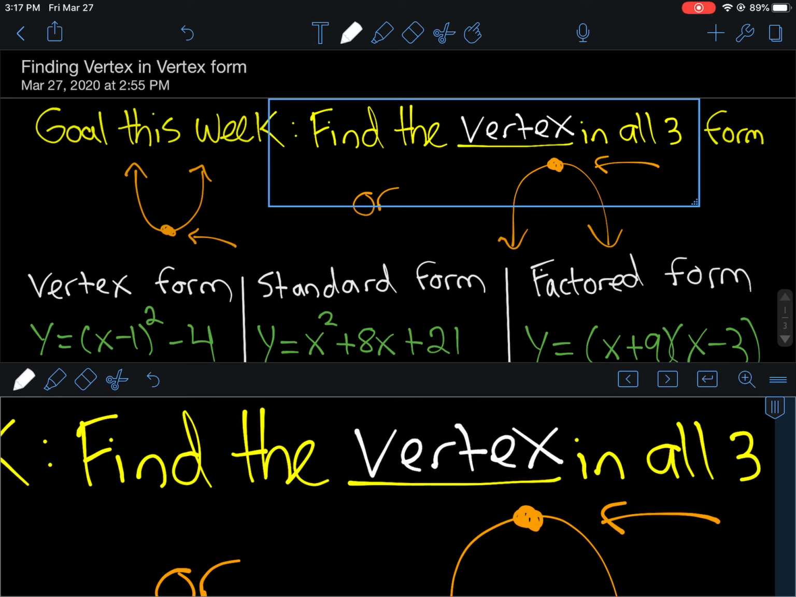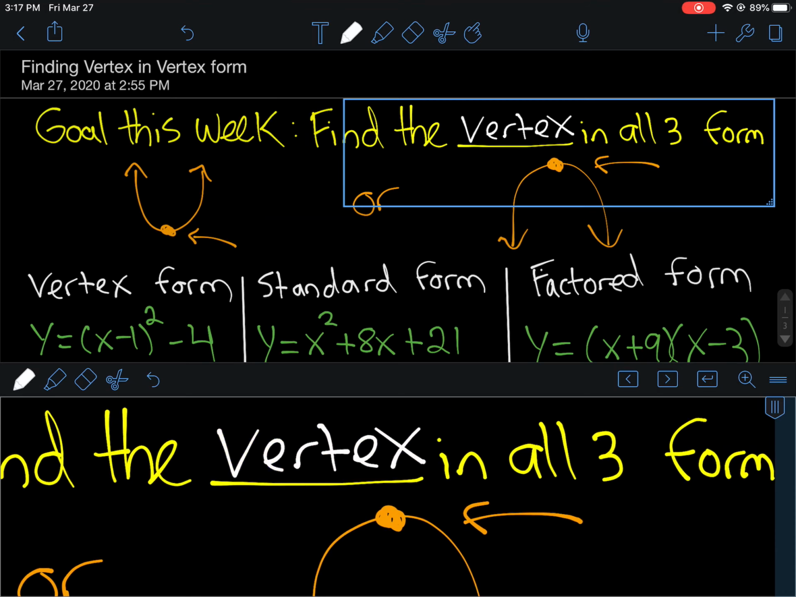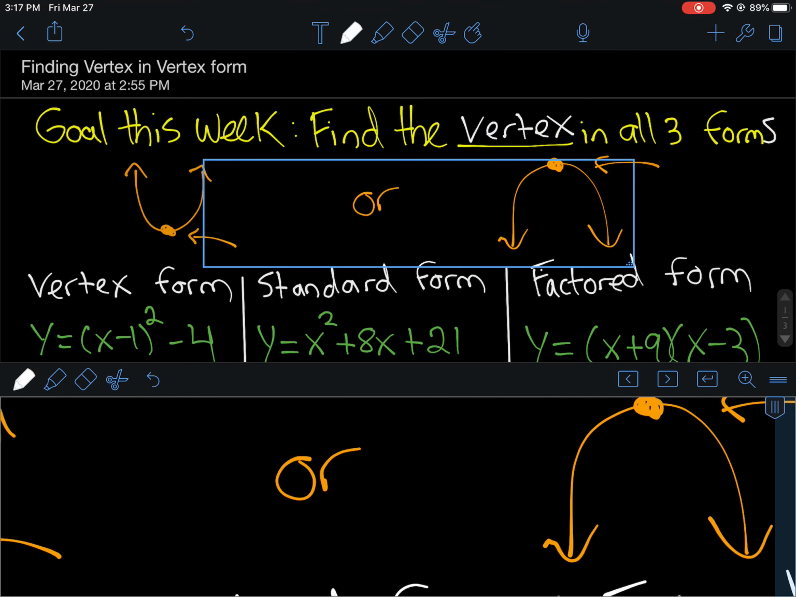But anyways, the goal this week is to find the vertex in all three forms. Let's see if I can squeeze an S. There you go. In all three forms.